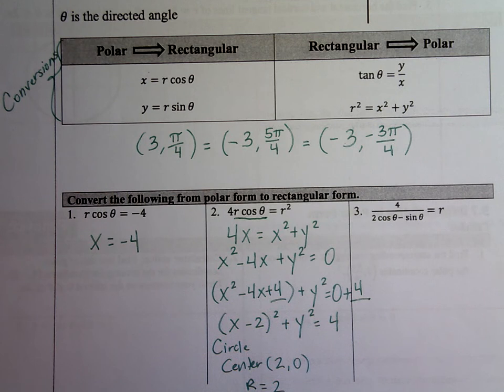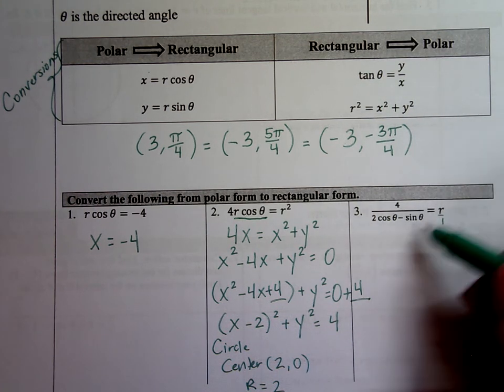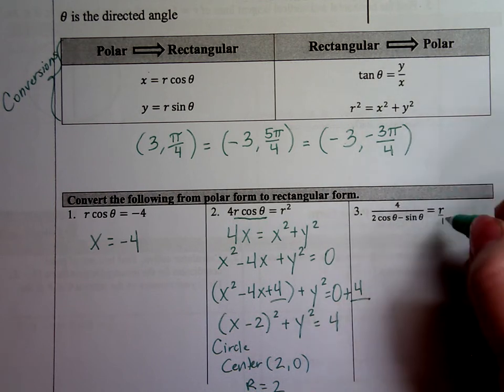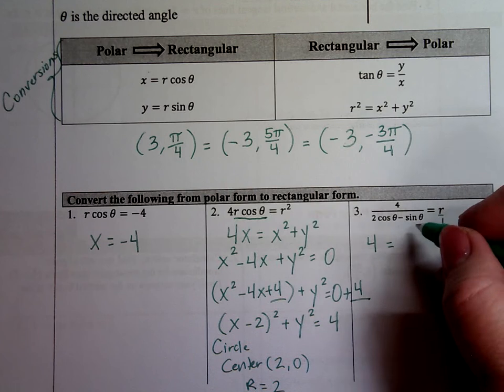Number 3. This one, I'm trying to put this into rectangular form. I don't have anything I can directly substitute, like the r cosine theta that I did in the last couple. So the only thing I can do with this, now I always think about cross multiplying, but you can just think about multiplying both sides by this denominator either way. 4 times 1 is 4. r times (2 cosine theta minus sine theta).